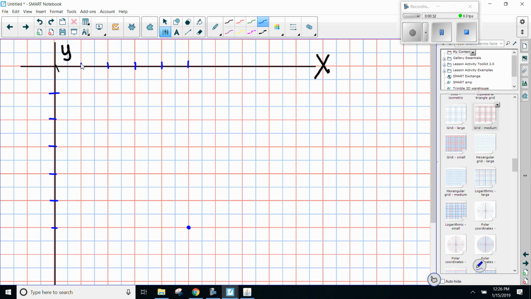That's 12. Okay, not there. 2, 4, 6, 8, 10, 12, 14. So the center is at 10, negative 14. And it says it is tangent to x equals 13.